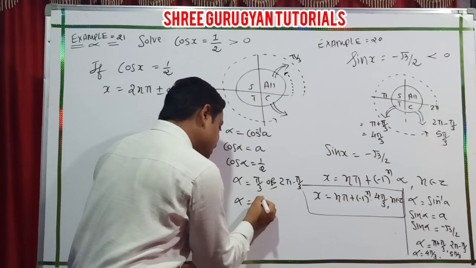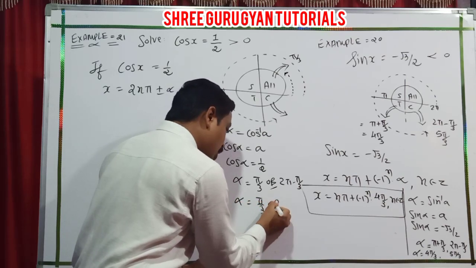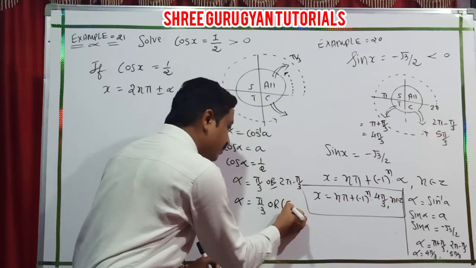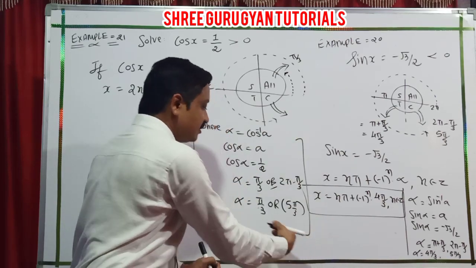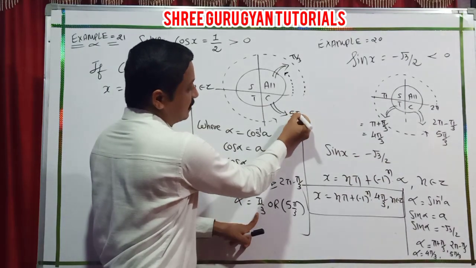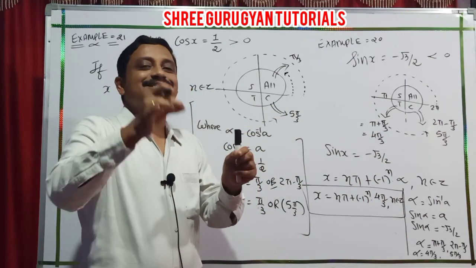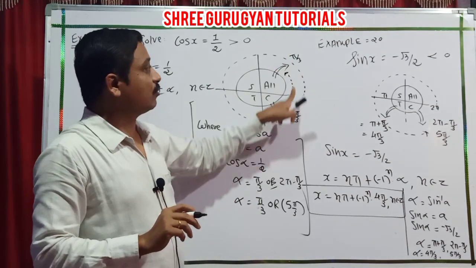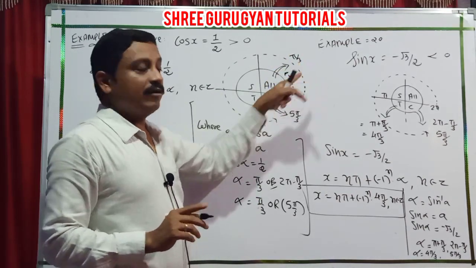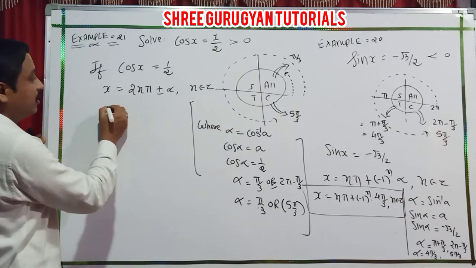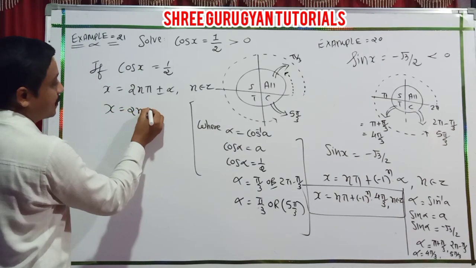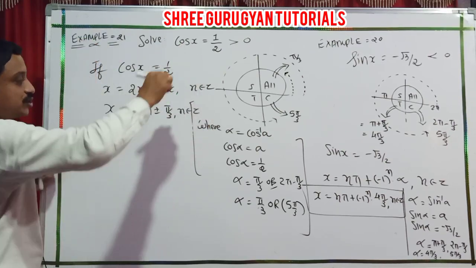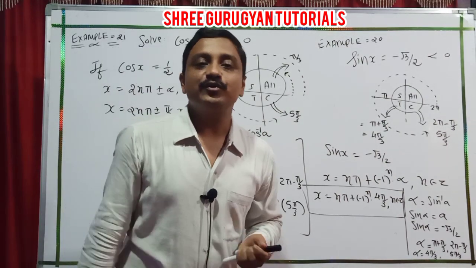So my answer is, students, finally pi by 3, or here 2 pi minus pi by 3, which is 5 pi by 3. If you check, 60 times 5 is 300, so both degrees are covered. But what is the least degree? That I put here. X equals 2n pi plus or minus pi by 3. And here this solution is done for example number 21.